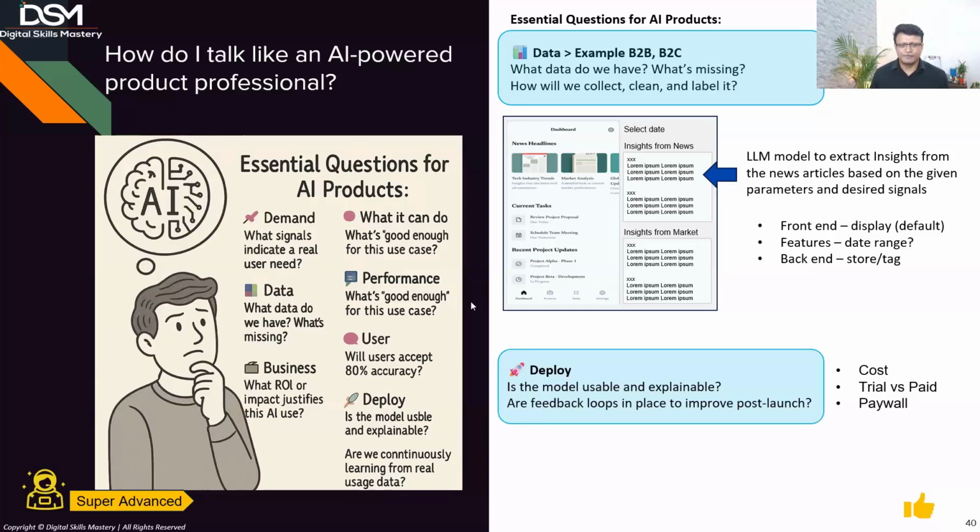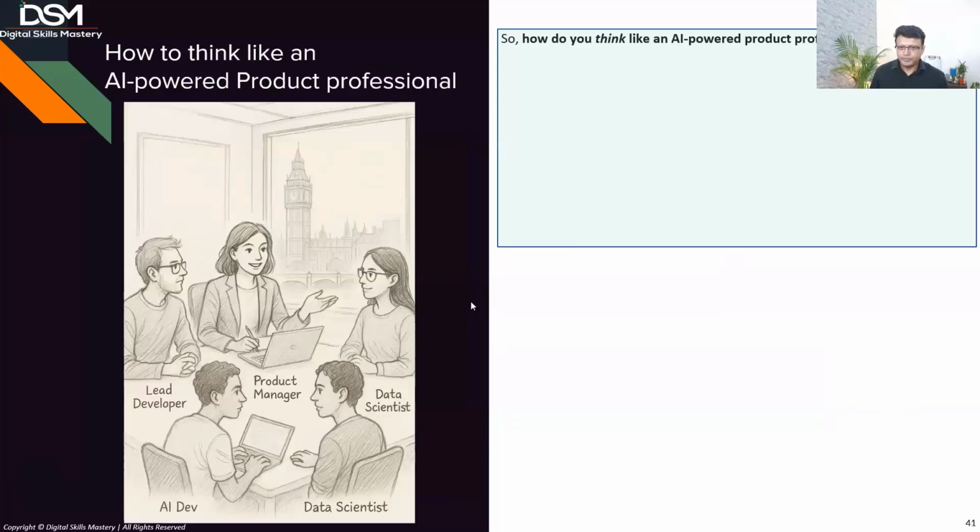Similarly, in the case of deployment, again, how much cost is involved? Should we give a trial membership versus a paid membership? Because if you're giving all of these tools for free, it costs you to do that. So that's the kind of discussion you have to have as a team.